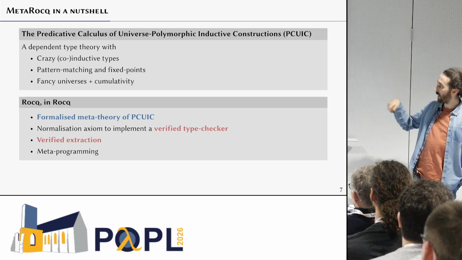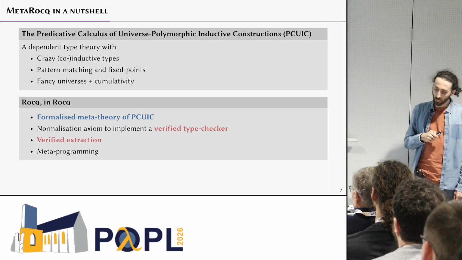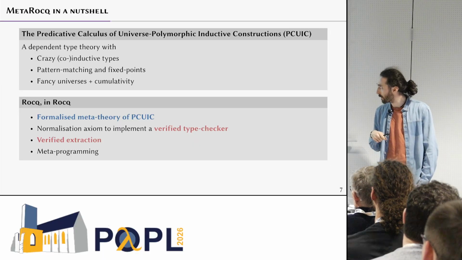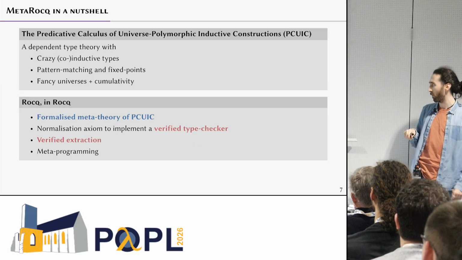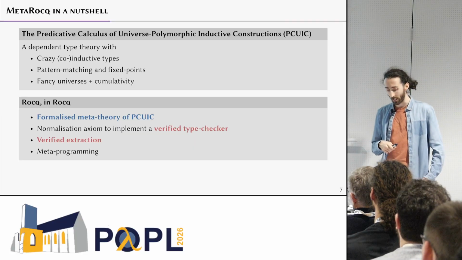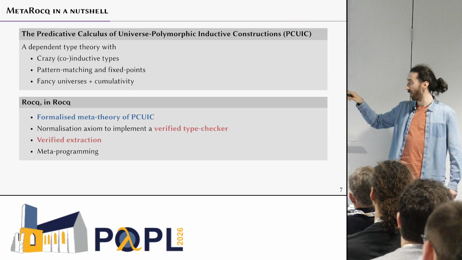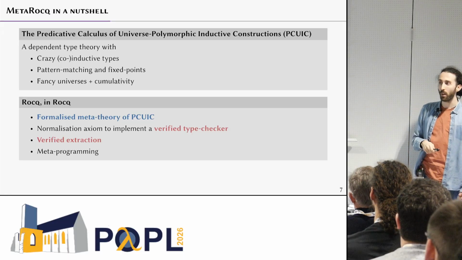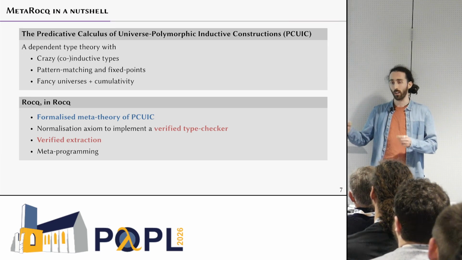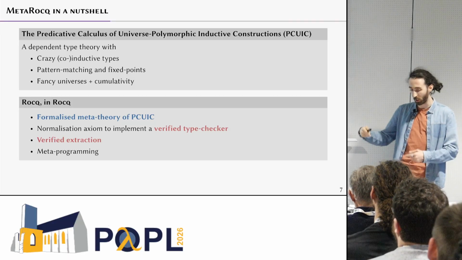So we have this formalized meta theory of PCUIC, and we try to prove as many properties as we can about it. And then we have a verified type checker. That verified type checker relies on one normalization axiom, and a few more axioms related to the guard condition, which is what powers this normalization. There are two reasons for doing this. The first one is that we would not be able to prove that thing anyway, because of Gödel incompleteness. Normalization implies logical consistency, and so you can't prove the logical consistency of Rocq inside Rocq itself, so you can't prove normalization inside of Rocq.